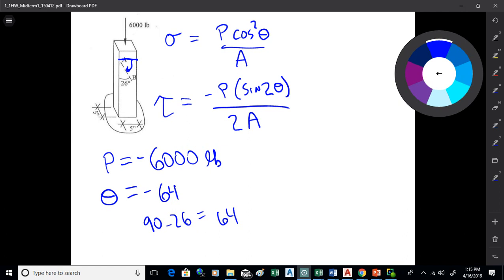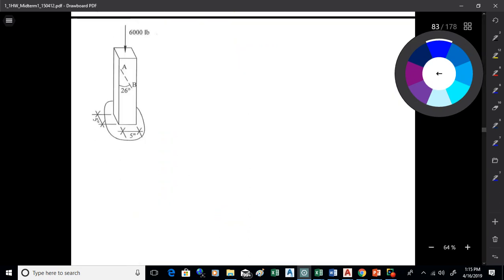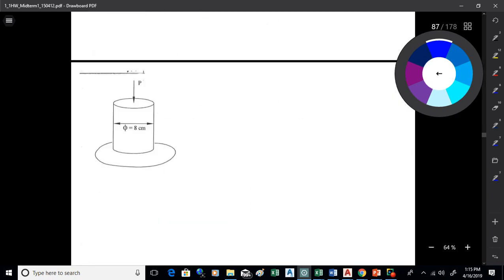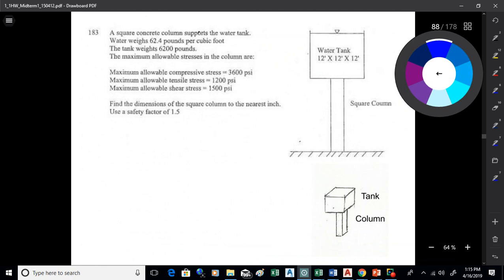Now the next one is a little tricky maybe. I guess this stuff's a little tricky. Okay, on the next one there, we've got a water tank, and I show you a little 3D sketch down below. Water tank on a square column. So we're given that the column is square, and we're given allowable values, okay?